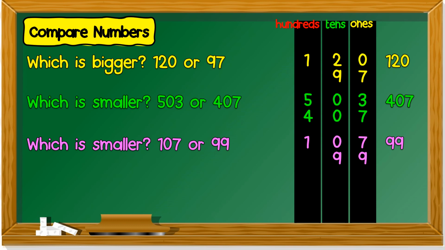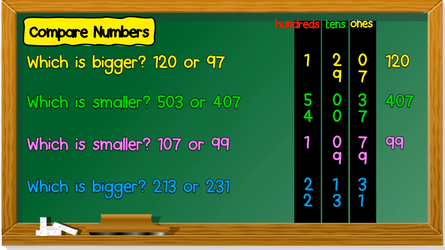Next example. Which is bigger, 213 or 231? Write the numbers into the table. Then we can see. We look at hundreds. Both hundreds are 2. Then we look at tens. 1 and 3. Which one is bigger? 3. So the bigger number here is 231.